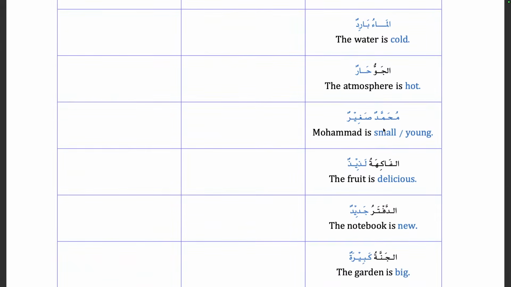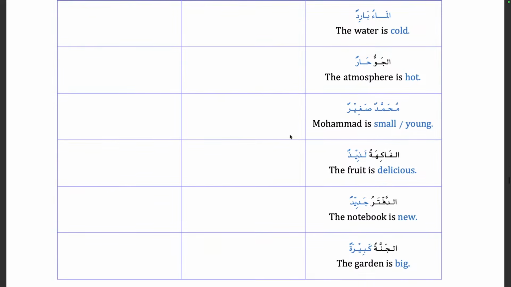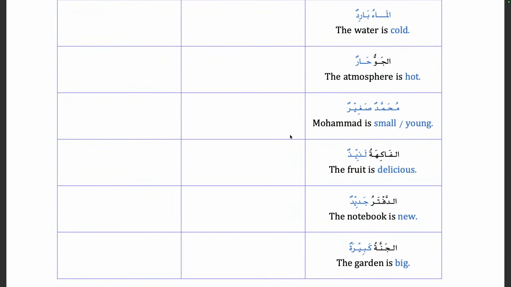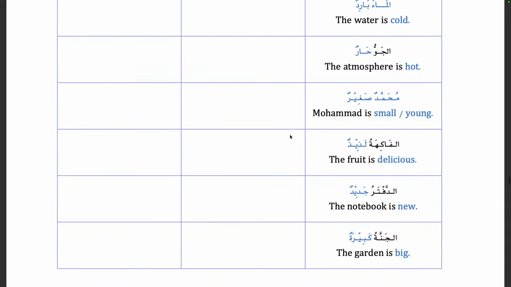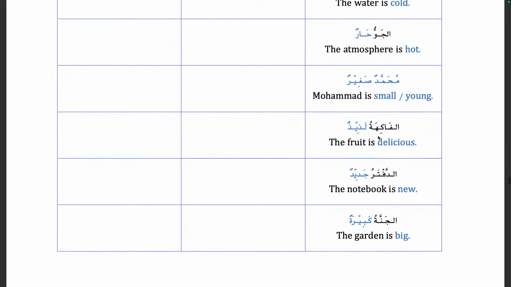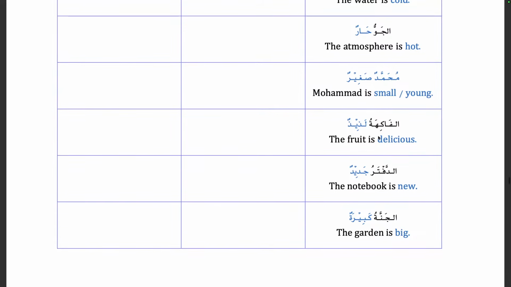Zakaria. Inna Muhammadun saghirun. Muhammad is small. If you say inna, it's going to be inna. Inna Muhammadan saghirun. Kana Muhammadun saghiran. Al-fakihatu ladhithun. The fruit is delicious.